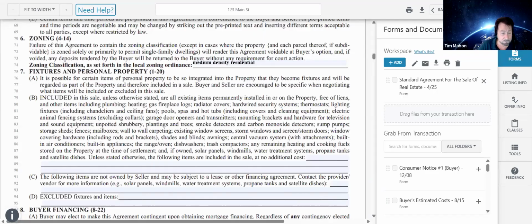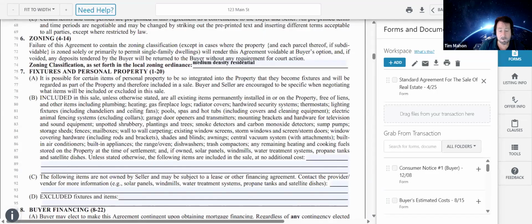So where we leave off, unpotted shrubbery. If you've got a rubber tree plant in a bucket, take it with you. But the grass, the trees, the shrubbery, all that has to stay. Okay. Smoke detectors, carbon monoxide detectors, sump pumps, storage sheds. Oh, I want to take the shed. You can't. It's considered a fixture. Fences, mailboxes, wall-to-wall carpeting, area rugs are fine.